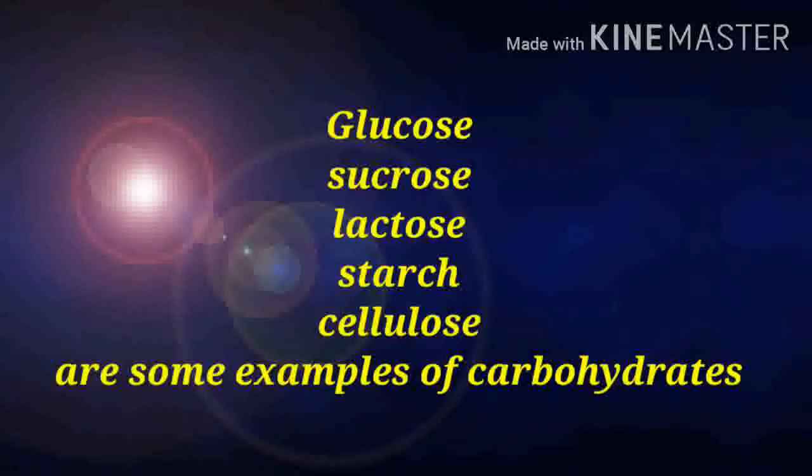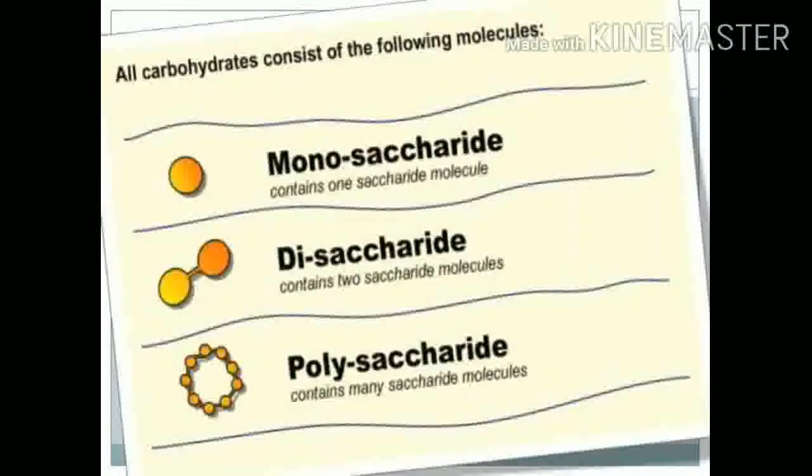Next we are going to see the examples of carbohydrates: glucose, sucrose, lactose, starch and cellulose. These carbohydrates are classified into monosaccharides, disaccharides and polysaccharides based on the number of sugar molecules present in each group. Look at this picture. The first picture is monosaccharide, that is only one sugar. Then the second, disaccharide, how many sugars? It has two sugars, isn't it? So it is called disaccharide. Then the last is made up of a chain-like structure of many sugars. So it is called polysaccharide.